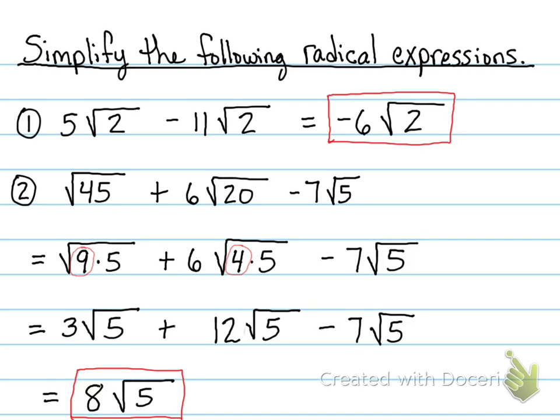So if you were doing one of these and one of the terms had square root of 7 and another term had square root of 6, we couldn't actually combine those because the radicands would be different, right? We can only combine, add, or subtract when the radicals are exactly the same. Same index, same number underneath, same radicand.